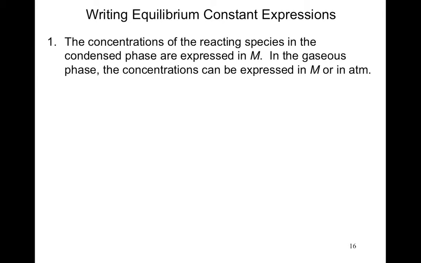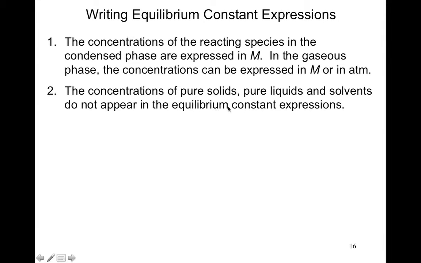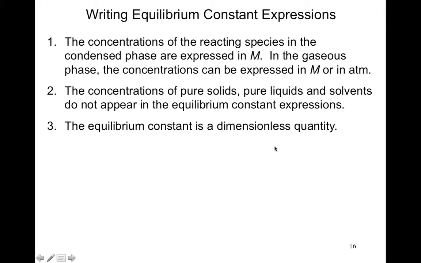So, how do we write these? You've kind of picked up on a few of the rules already, but here's an overview. Number 1, the concentrations of reacting species in the condensed phases are expressed in molarity, moles per liter. In the gaseous phase, the concentrations can be molarity or atmospheres, either one will work. The concentrations of pure solids, pure liquids, and solvents are not written in equilibrium constant expressions. The equilibrium constant is a dimensionless quantity. It's not decimeters or molarity seconds, no units.